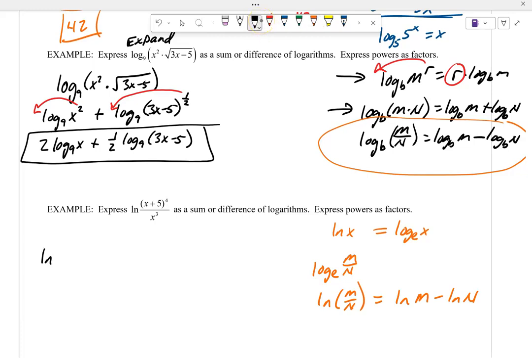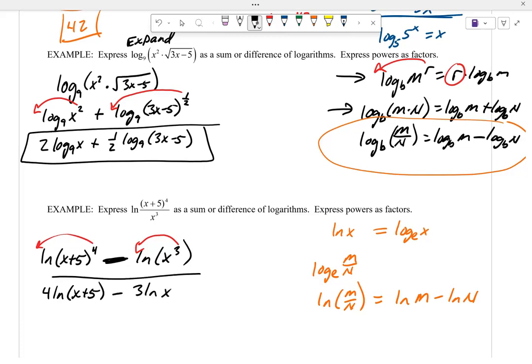So we'll write it ln of x plus 5 to the 4th minus ln of that bottom, x to the 3rd. And then we'll use that power rule. We'll put that 4 in front. We'll put that 3 in front. And so we got 4 natural log of x plus 5 minus 3 natural log of x.